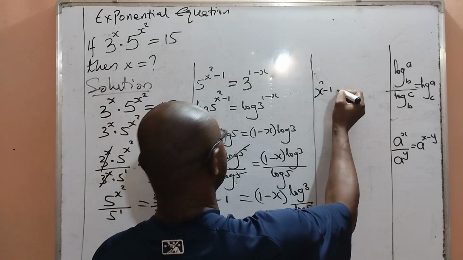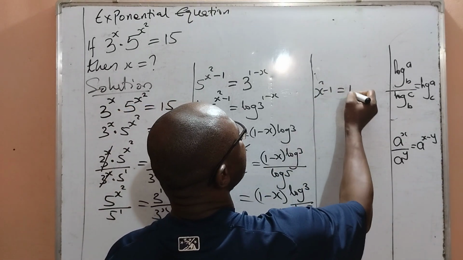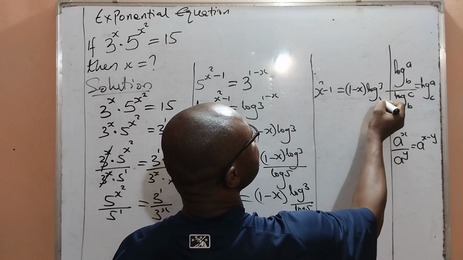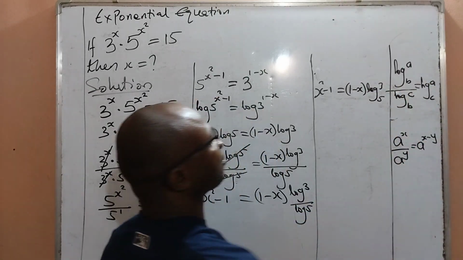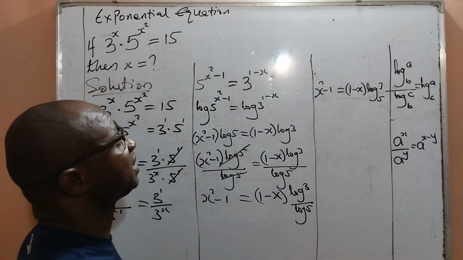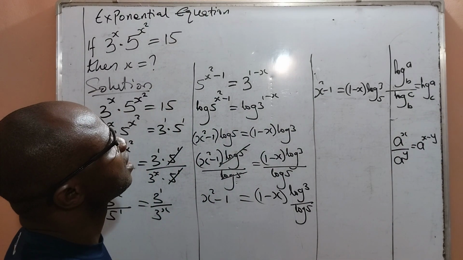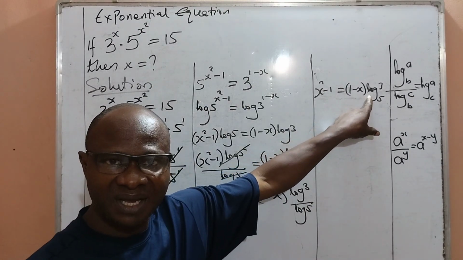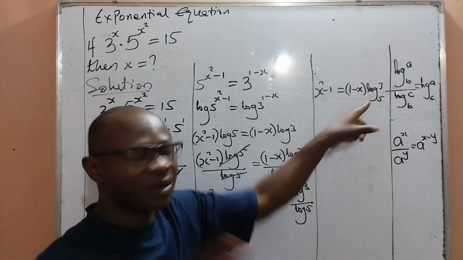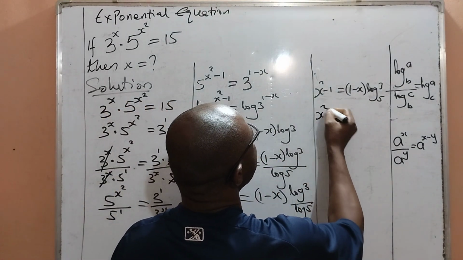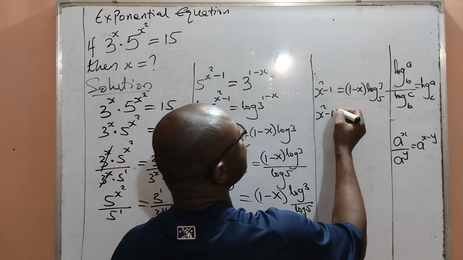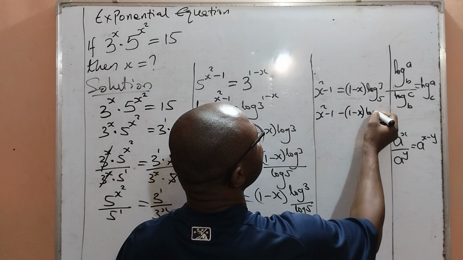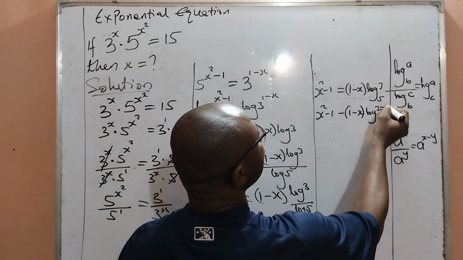x raised to the power 2 minus 1 equal to 1 minus x, then the logarithm of 3 base 5. Applying change of base in logarithms. Now, what will I do next? Let me move everything on the right hand side to the left hand side, so that I have x raised to the power 2 minus 1, then this one coming over will be minus (1 minus x) log 3 base 5 equal to 0.